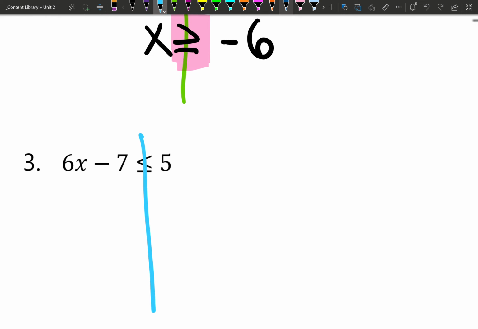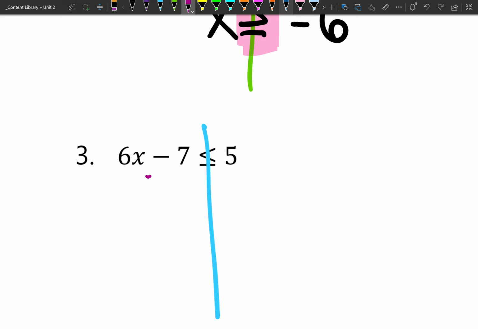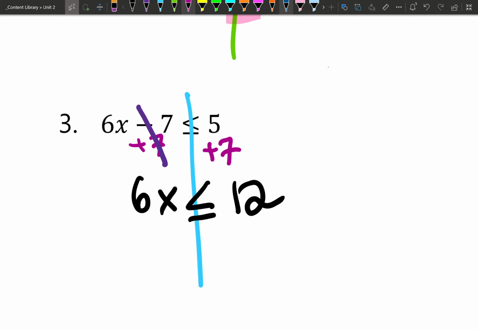Number 3. The first step that you should take here is adding 7 to both sides. The reason I'm addressing the 7 first is because the x is attached to 6. Whatever's attached to the x should be your last step. Okay. On the left, we have 6x, which is less than or equal to 5 plus 7 gives us 12.